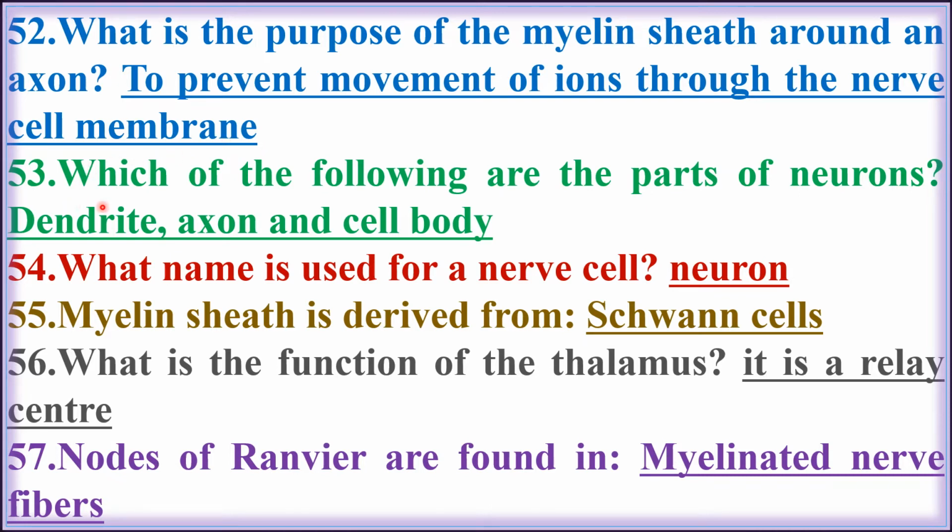Next, which of the following are the part of neurons? Dendrites, axons and cell body. Next, what name is used for a nerve cell? That is neuron. Next, myelin sheath is derived from Schwann cells.